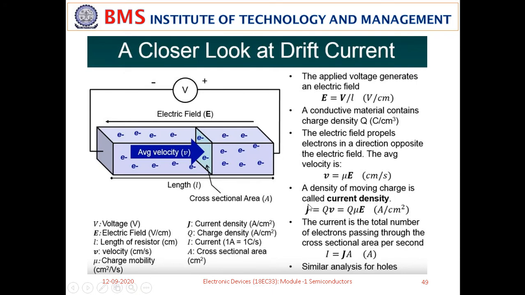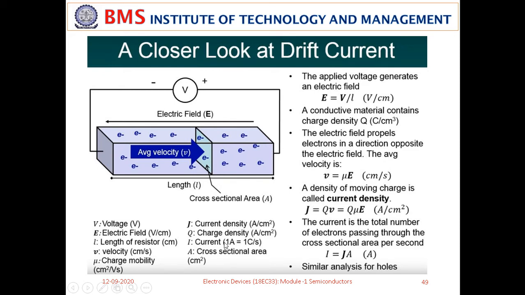Next term is density of moving charge, called current density. The expression J is the notation. You can see here all symbols have been given with their units. V stands for voltage, E stands for electric field, which is volts per centimeter. We have seen even the relation of the electric field in terms of voltage. L is the length of the resistor, and v is the velocity in centimeter per second. Mu is the charge mobility, which is centimeter square by volt second. J is current density, Q is charge density, ampere per centimeter square.